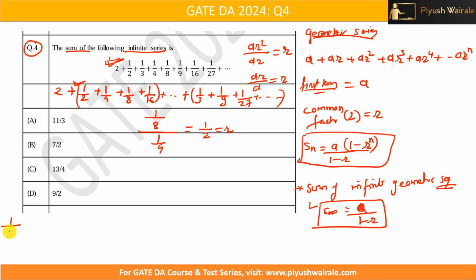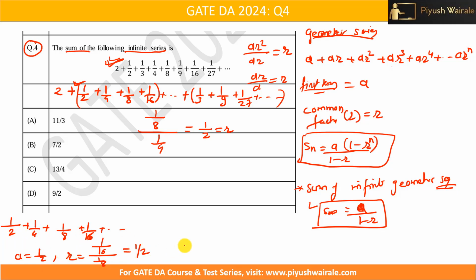I am considering the series 1 by 2 plus 1 by 4 plus 1 by 8 plus 1 by 16 and so on. So my first term, that is A, is 1 by 2. What about the common ratio R? Take any two successive terms and just take the ratio. So 1 by 16 divided by 1 by 8 will be 1 by 2. So A is 1 by 2, R is 1 by 2.